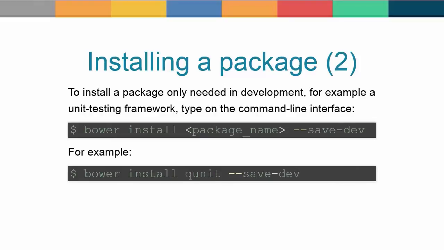To install a package only needed in development, for example a unit testing framework, type on the command line interface bower install the package name --save-dev. For example, bower install qunit --save-dev. This command is the same as before, but this time the package is added to the devDependencies section.